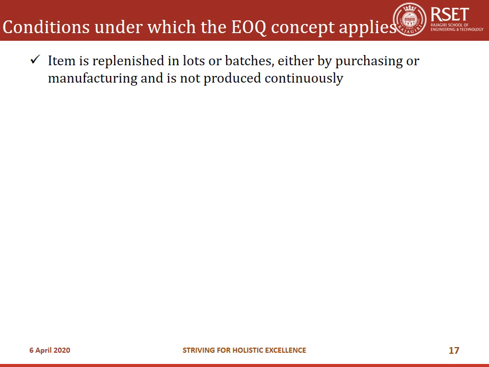Because if your product is something that is getting continuously produced, then you don't need to order anything. It just happens, the process is smooth. So economic order quantity applies only when the item is replenished in lots or batches. That discreteness should be there. Only then is the concept of EOQ valid.